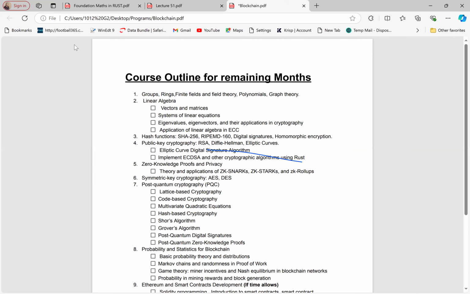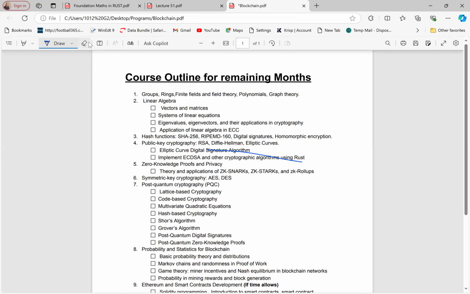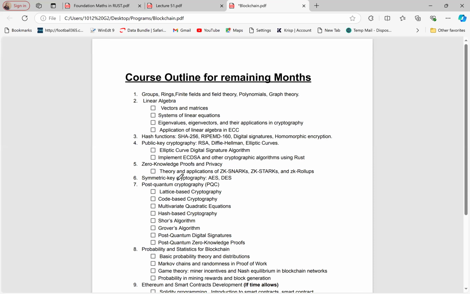And then we look at zero knowledge, where we'll be looking at ZK-SNARKs and ZK-STARKs and then ZK rollups, and of course their applications. We can also look at symmetric key cryptosystems, AES and DES. Then from there we go to post-quantum cryptography.